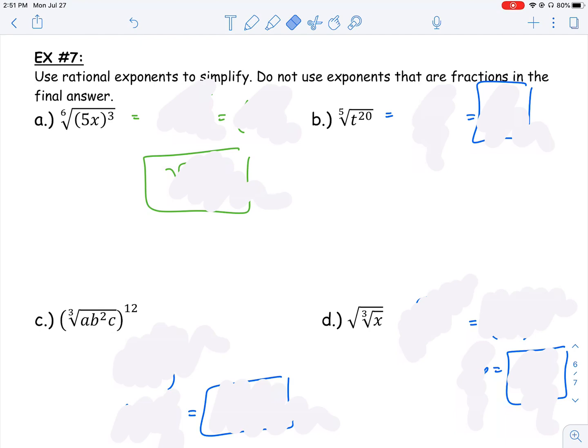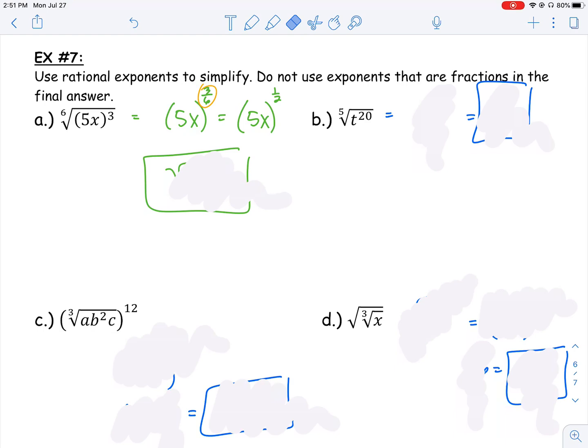Remember, top dog was in the house, so I can say that the sixth root of 5x cubed is really 5x to the 3/6 power. Top dog was in the house. Now you notice that 3 over 6 can be reduced. I can say that 5x to the 3/6 power is the same thing as 5x to the 1/2 power.